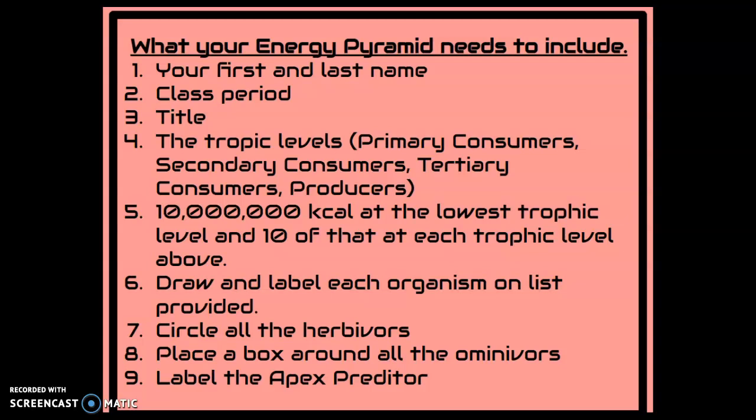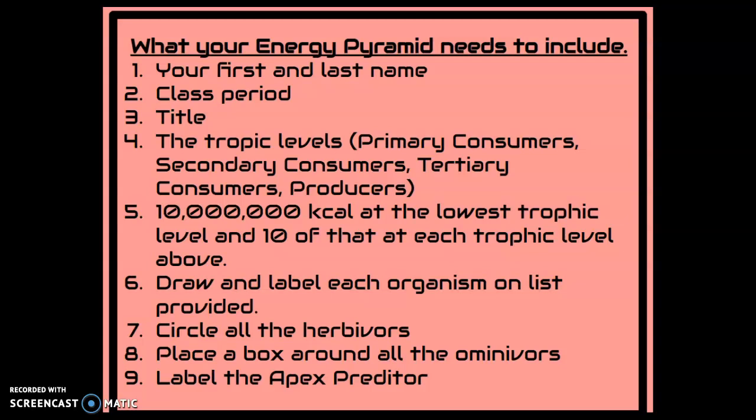And then number 6, you're going to draw and label each organism. If you go back and look, there was a pine tree. It didn't say the word pine tree, but I want you to draw a pine tree and then put the word pine tree at the bottom. Make sure you put it in the appropriate trophic level. Number 6, draw and label each organism provided. So I guess I read that one already. Let's move on to number 7.